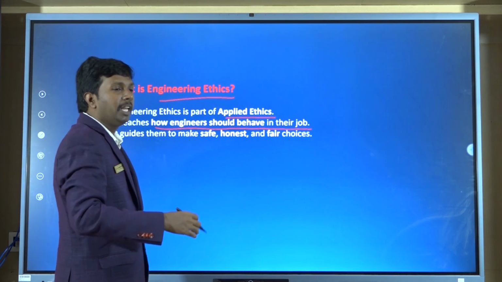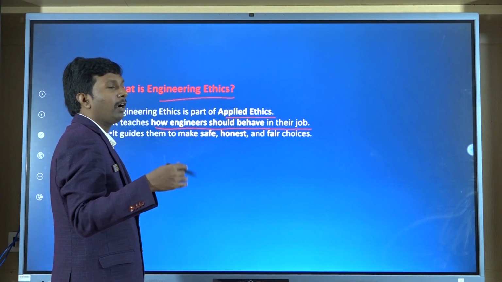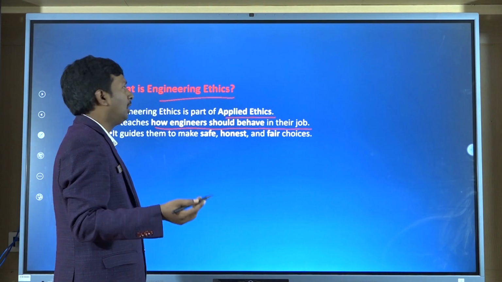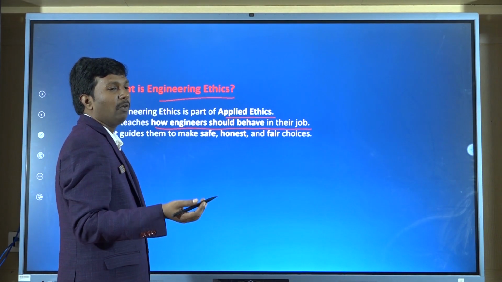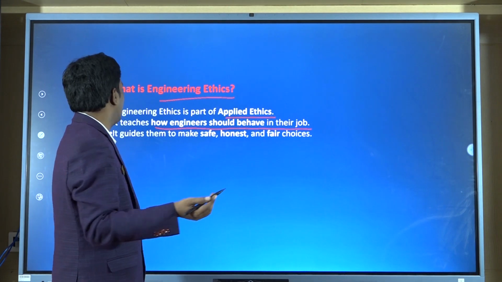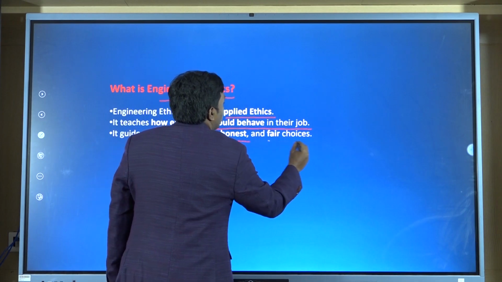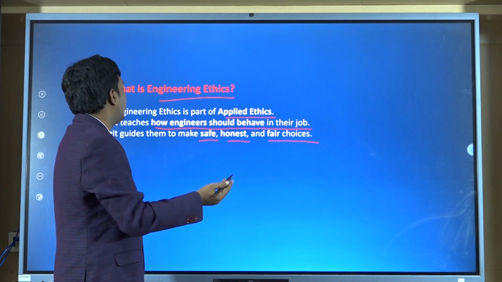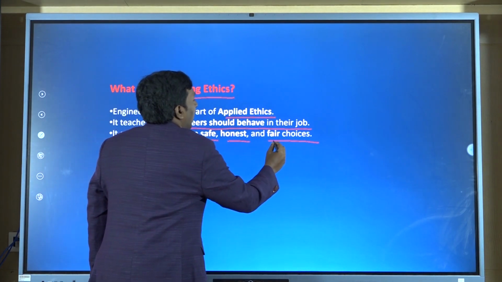After finishing the BTech, engineering students will do jobs in different professions, right? In that job role, how should engineers behave? Engineering ethics will help us decide what is correct or wrong, and it guides them to make safe, honest and fair choices in their job role.